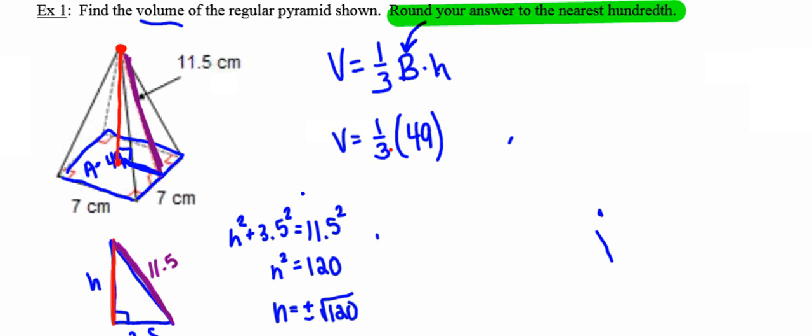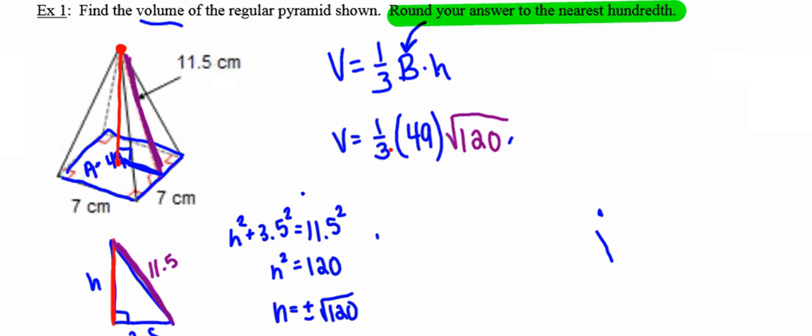And since I'm going to be rounding anyway, it doesn't make a difference whether I simplify that radical or not. So if you want to, and it makes you feel comfortable to, by all means go ahead and feel free to simplify that radical. But I'm just going to replace the height in my formula with that square root of 120.